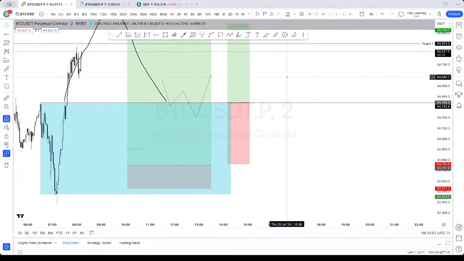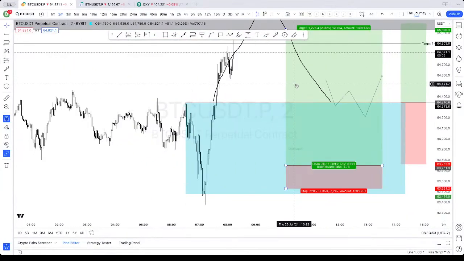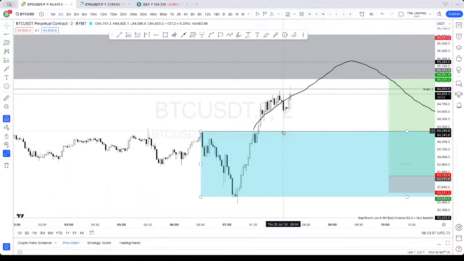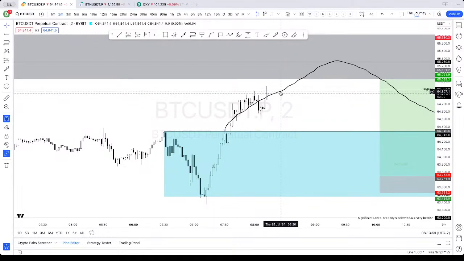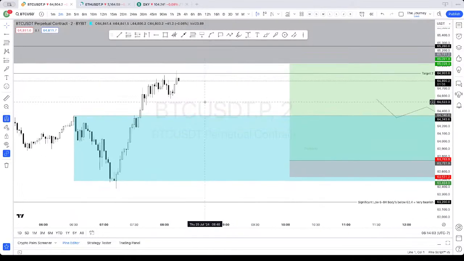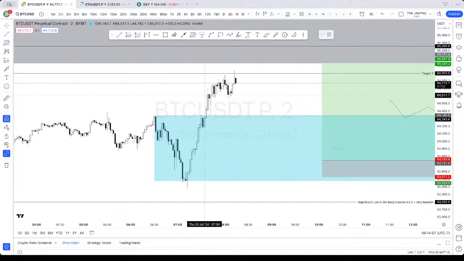Dice this thing up here, see what's happening. And what was target two? Cool, all right. So that's already target two on the long idea from this morning.